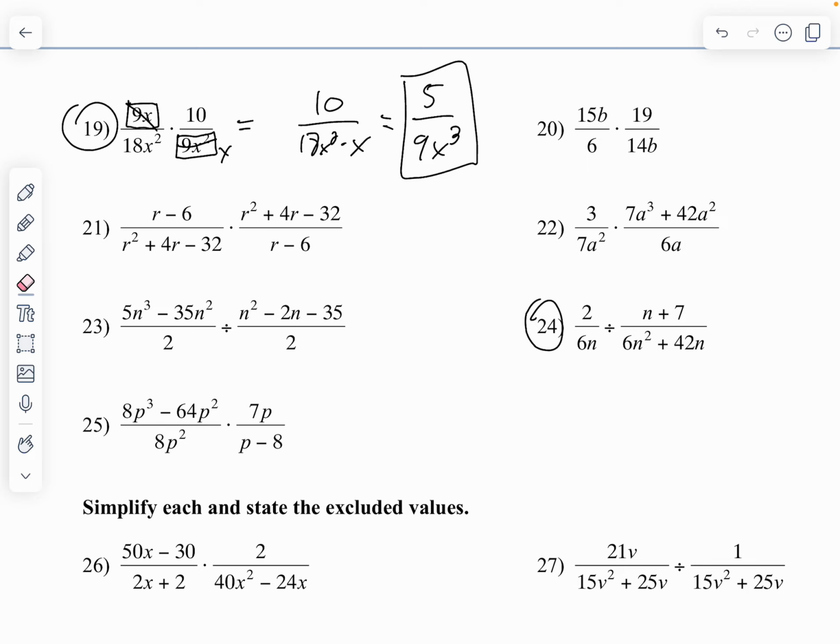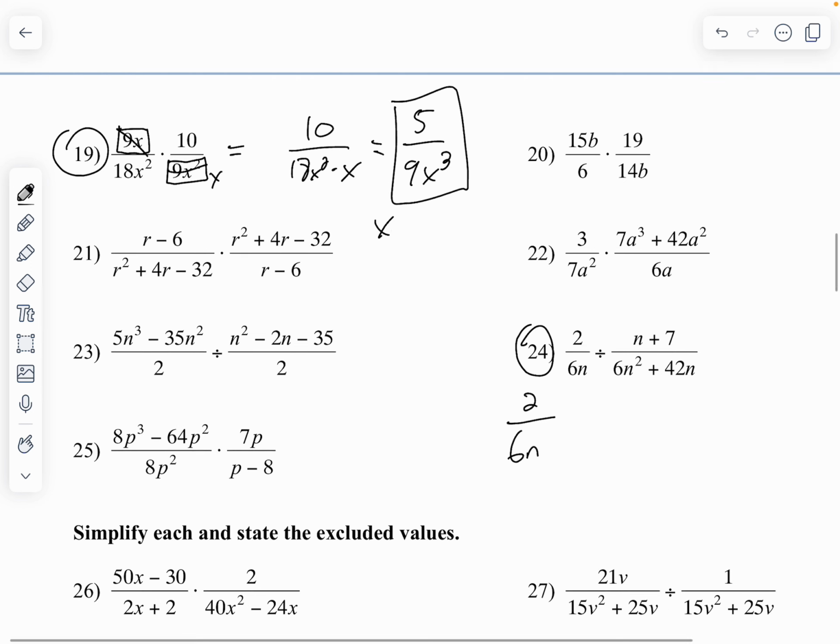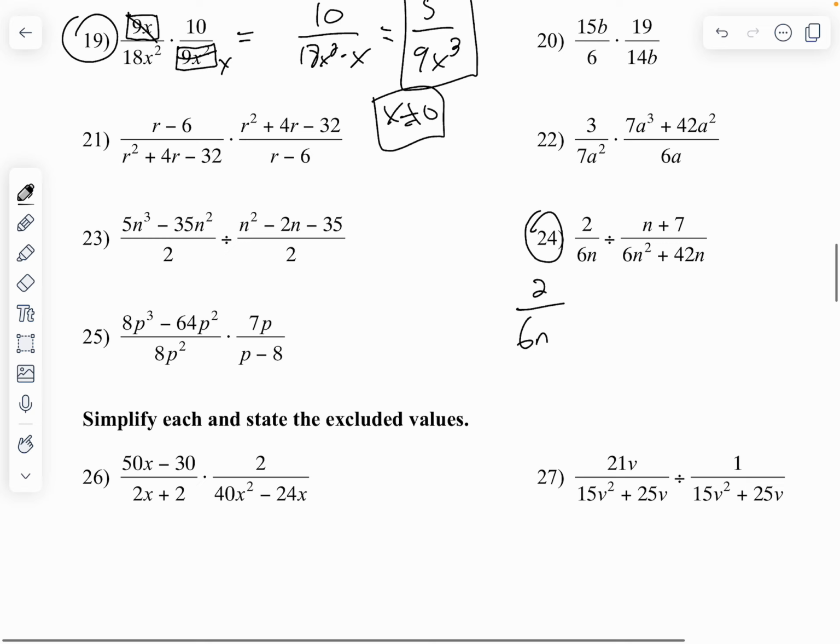All right, last one for this worksheet that I'm going to do, and then you can try some others. When you're dividing by a fraction, remember you multiply by the reciprocal. So this is 2 over 6n. Being remiss again here, x can't be 0. All right, 2 over 6n multiplied by, now we do the reciprocal. So we have 6n squared plus 42, plus 42n. On the bottom, we got n plus 7.